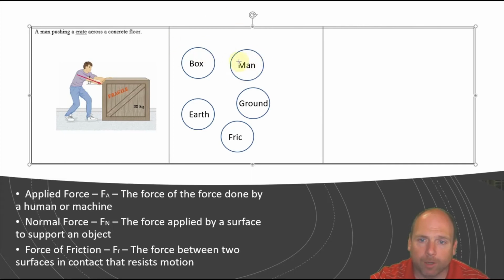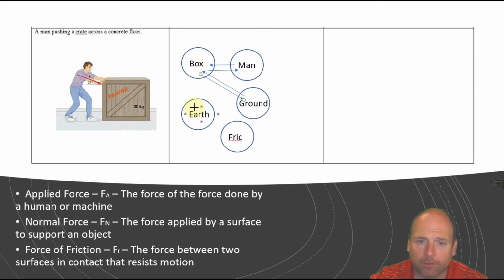All right, lastly, we talk about which ones are interacting. This should become pretty easy. So the man's pushing on the box, but then the box is also pushing back on the man, right? The man can feel that resistance of the box, so that's a force that the man is feeling. The ground is pushing up on the box to support it, but the box is also pushing down on the ground, because if you were there, you would feel the box sitting on you. So equal and opposite forces.